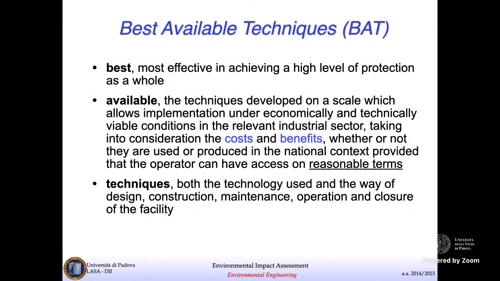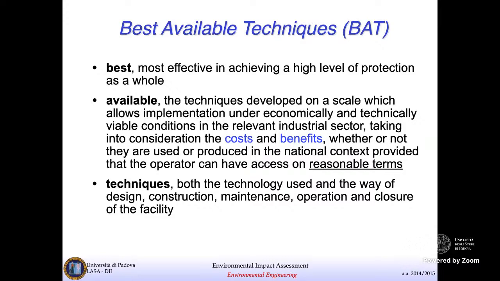What are best available techniques? Best: most effective in achieving a high level of protection as a whole. Available: techniques developed on a scale which allows implementation under economically and technically viable conditions in the relevant industrial sector, taking into consideration the costs and benefits, whether or not they are used or produced in the national context, provided that the operator can have access on reasonable terms.